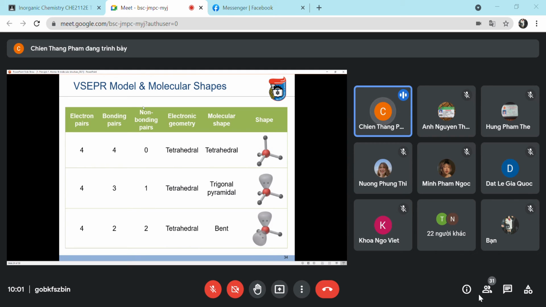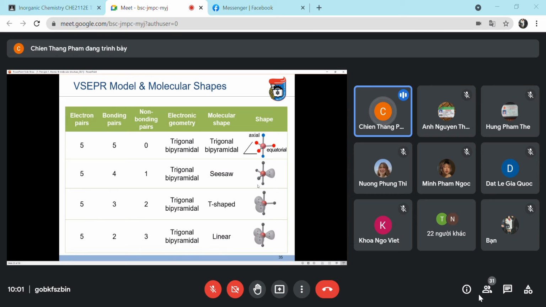However, in the case of one non-bonding pair, there are only three bonds, and this adopts the trigonal pyramidal molecular shape. Yes. And when the number of non-bonding pairs is 2, you can see that there are only 3 atoms and the shape is bent. Okay, so it must depend on the number of the non-bonding pairs.